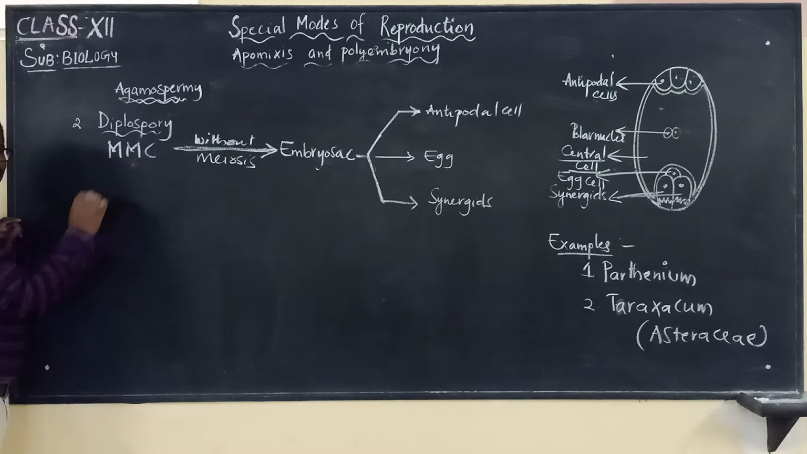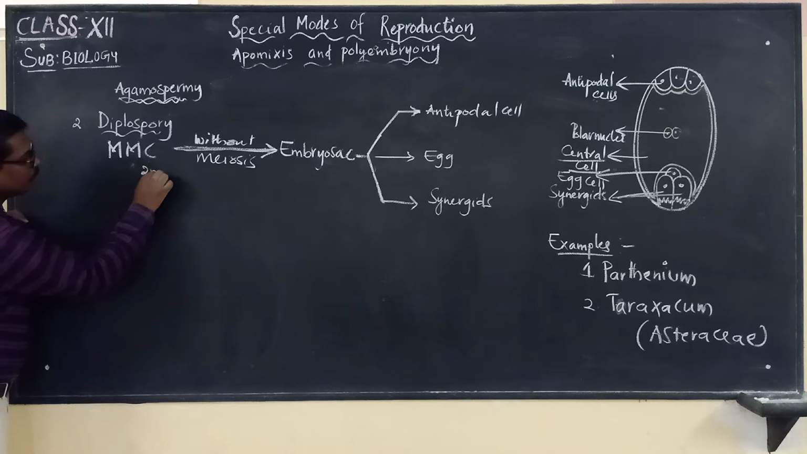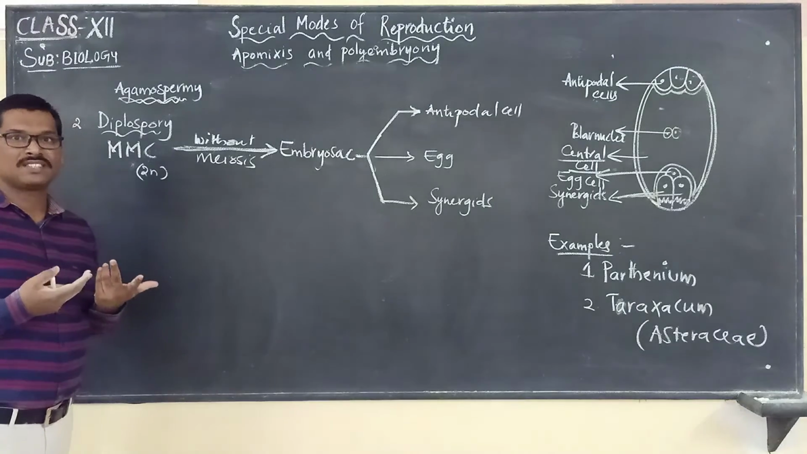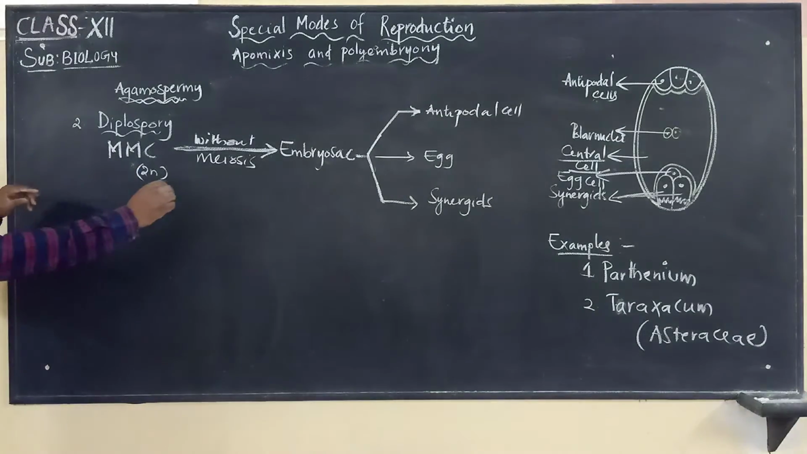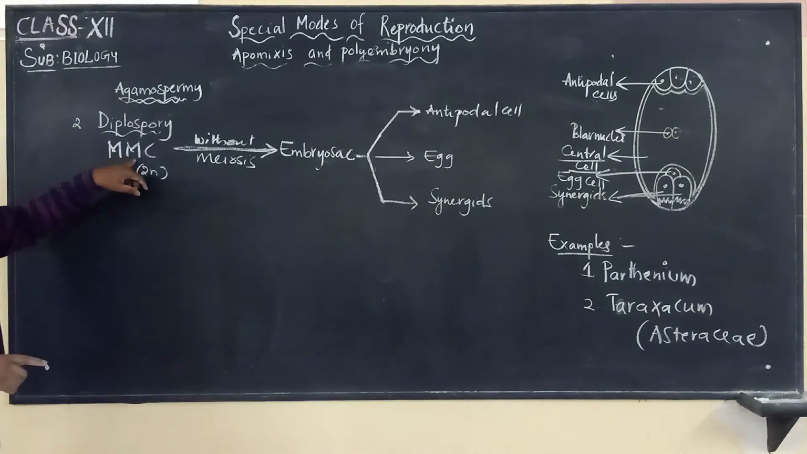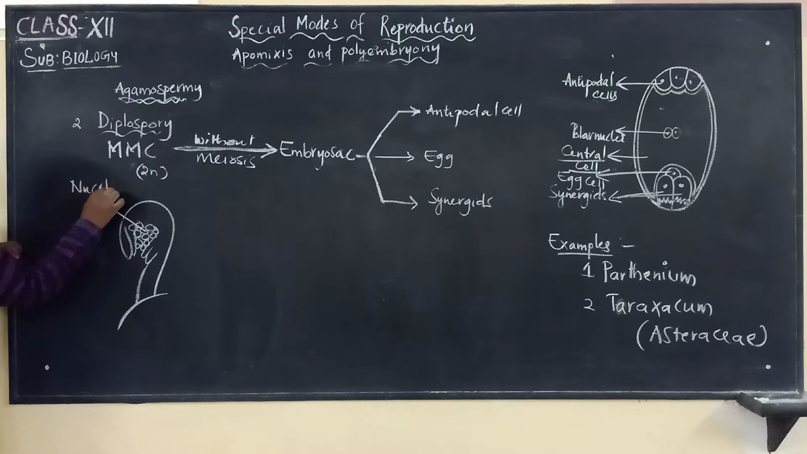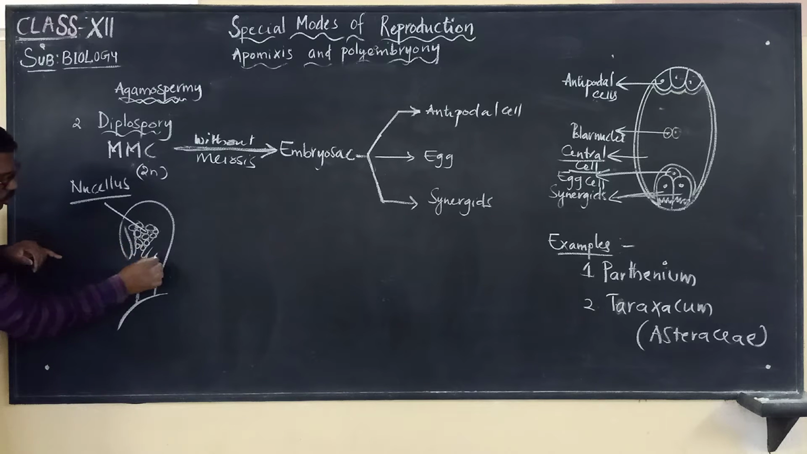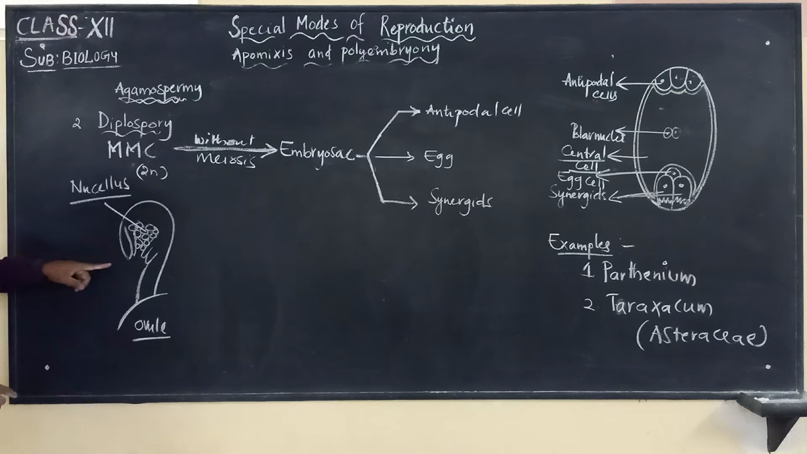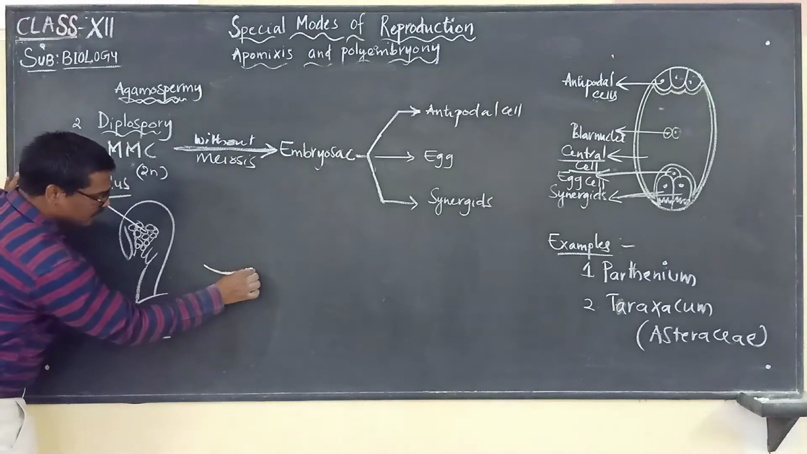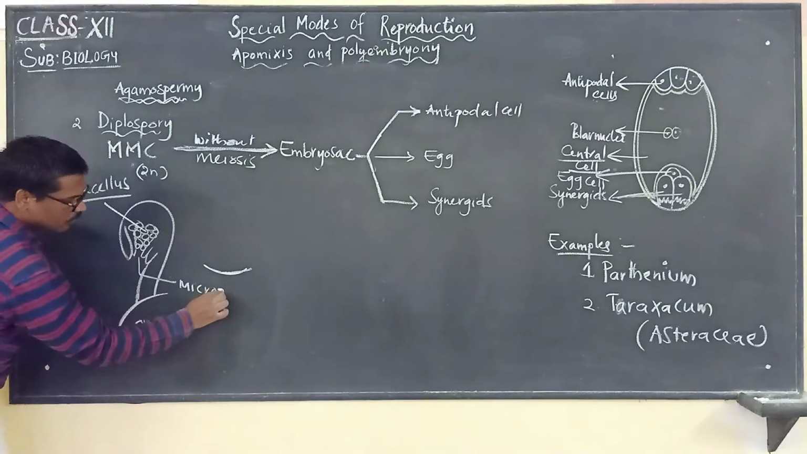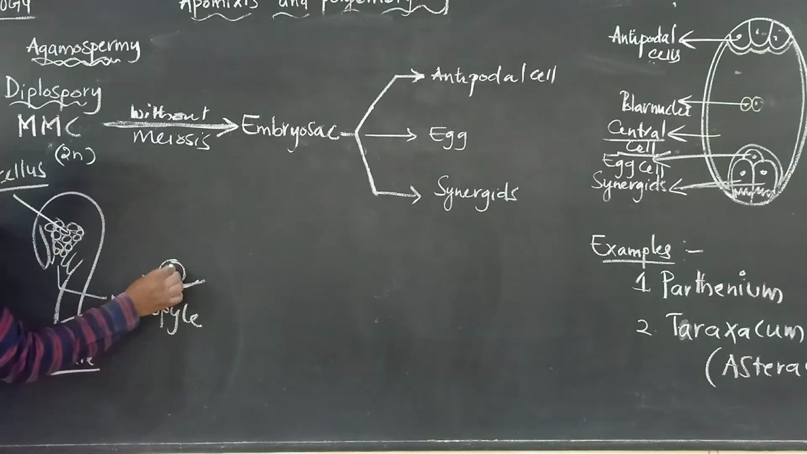Here the megaspore mother cell, which is diploid. You may get a doubt: what is this megaspore mother cell and where is it present? This megaspore mother cell will develop into the embryo sac, and it is present in the ovule, which is a very familiar diagram for all of us now. The structure of the ovule: all these cells are the nucellus cells. One of the nucellus cells at the micropylar end, let us say this is the micropyle.